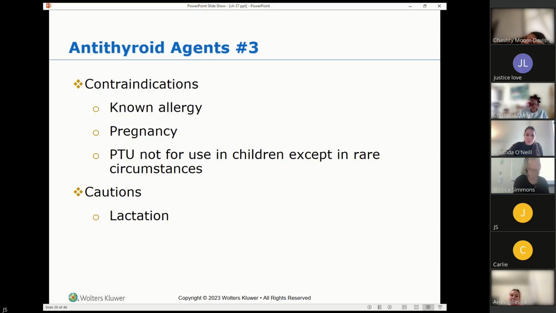Propylthiouracil, which is a thiamide drug. They call it PTU for short. It's a lot easier to say than the actual drug name. If you see it on your exam, it's going to have the name, and then in parentheses, it's going to say PTU. Okay. And they are not for the use in children.